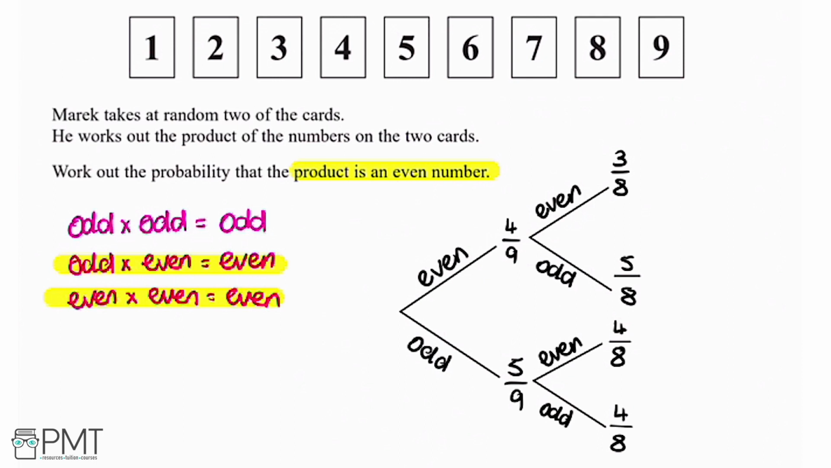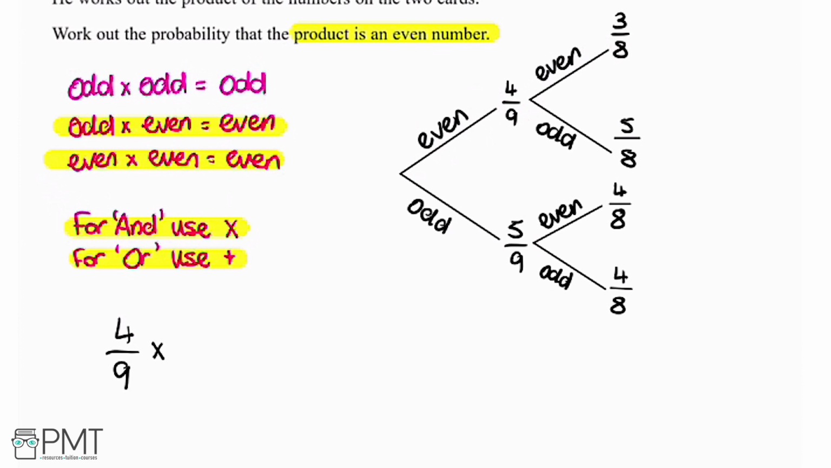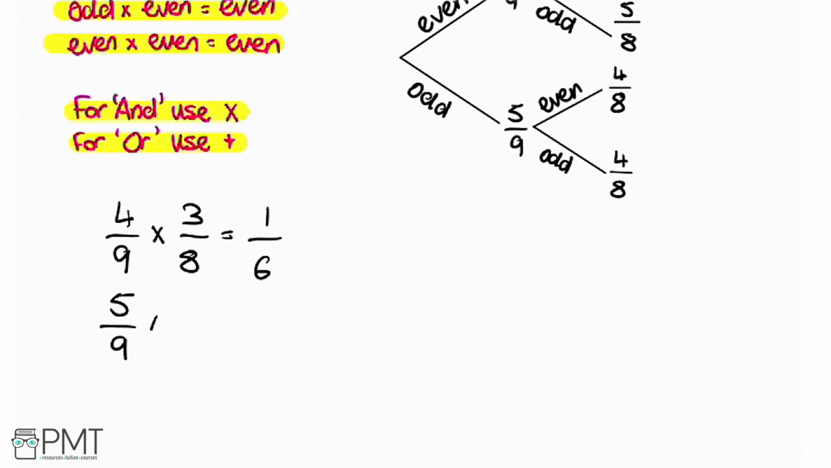At this point, something to point out is that for AND, we use multiplication, for OR, we use addition. And you'll see what that means in a second. Okay, so what are our options? So look at this, we can have an odd and even, or even and even. So if I choose an even, and even, that would be 4 over 9, multiplied by 3 over 8, because it's AND, giving us 1 over 6. Now, this one here, odd and even. So odd and even, it's going to be 5 over 9, multiplied by 4 over 8, giving 5 divided by 18.